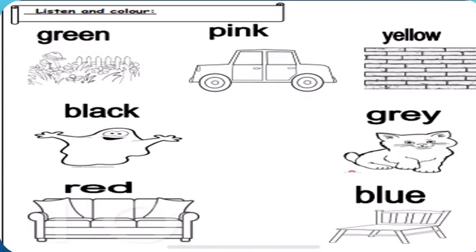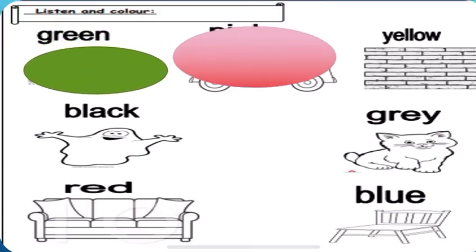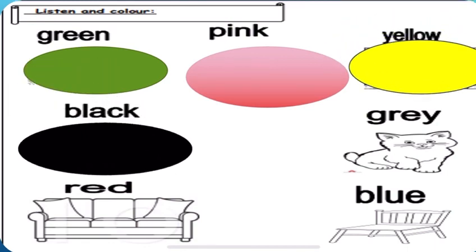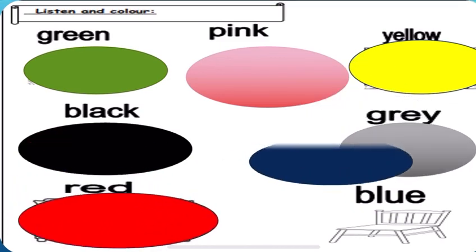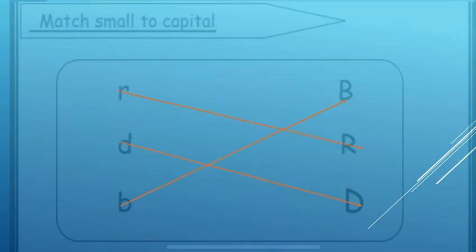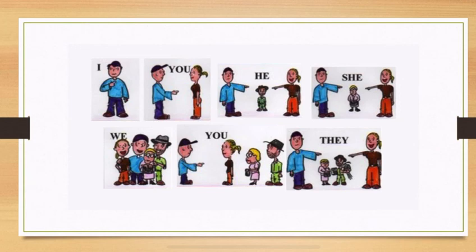Here listen and color. We want to color the first one green, second one pink, yellow, red, black, red, gray, red, blue. Okay, again, green, pink, yellow, black, gray, red, blue. We want to match, so we match capital and small letters. Small R to capital R, small D to capital D.